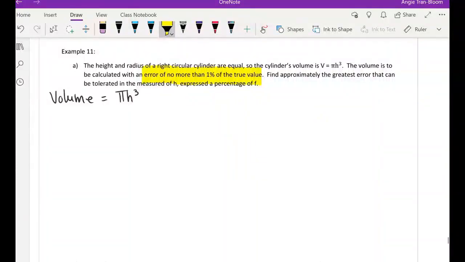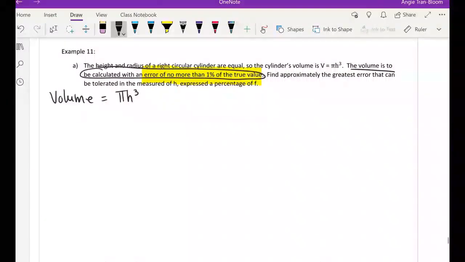Of no more than 1% of its true value. So let's spell that out. The volume is to be calculated with an error of no more than 1% of the true value. Find approximately the greatest error that can be tolerated in the measure of h, and give it to me as a percentage. So earlier, as you remember, we were looking for the percentage of the change in radius, or we were looking for dr, or dx, because it was the change on the side.